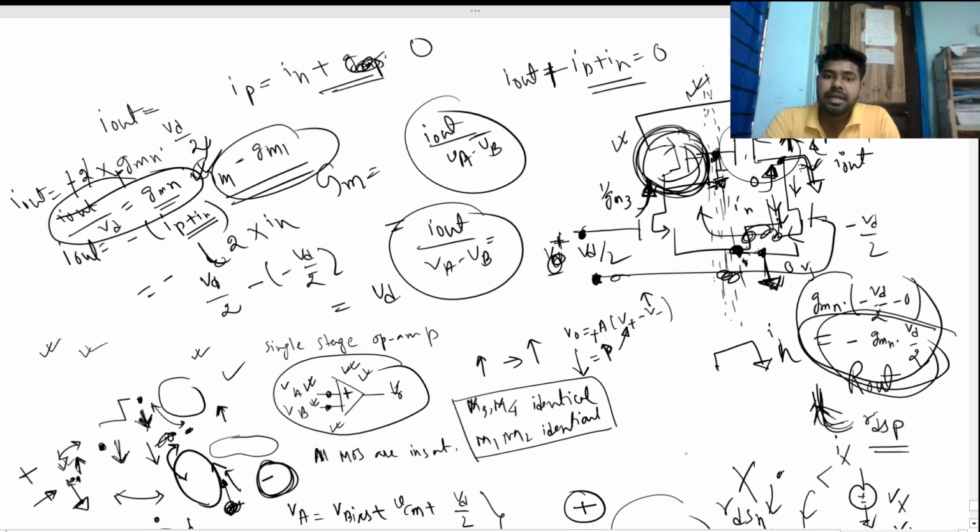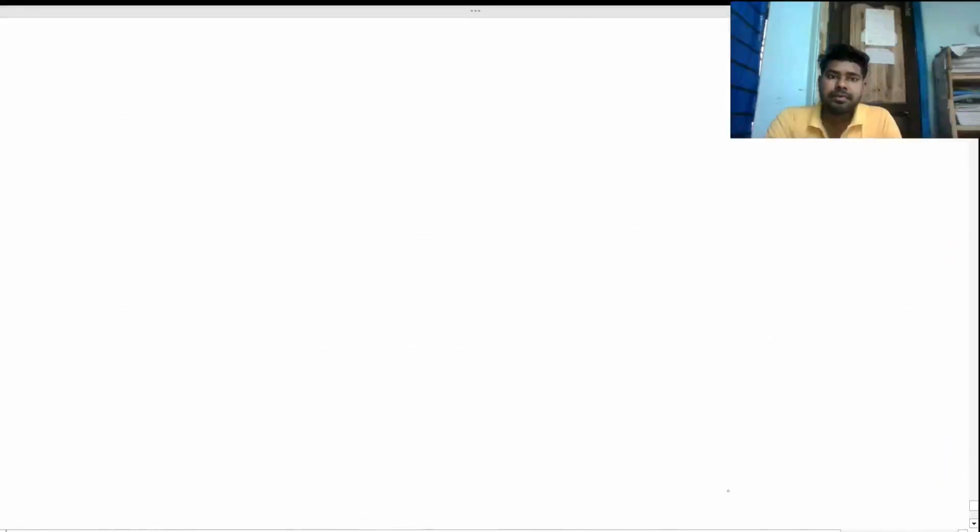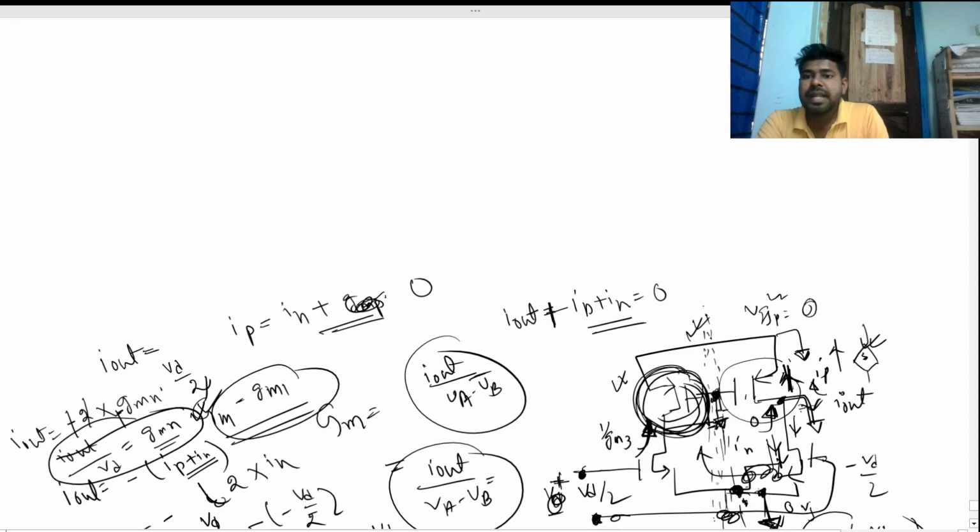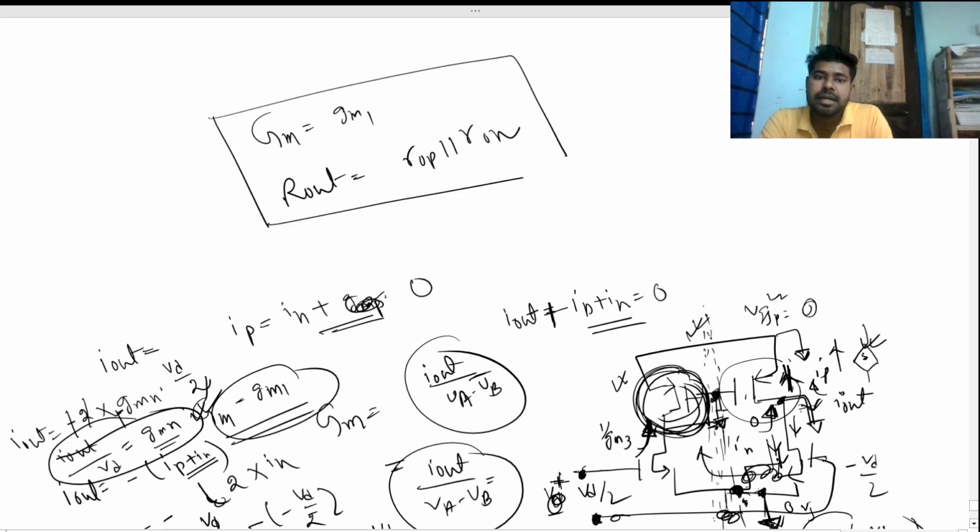This is how we can find the overall GM. We have found that the overall GM will be nothing but our GM1, and the overall R out will be nothing but ROP parallel RON. We have found this result intuitively, not writing KCL and KVLs. I think Behzad Razavi sir makes the full calculation on his YouTube channel, but this takes a lot of time. You can do it once in your life, the calculation that Razavi sir has done in his YouTube channel.